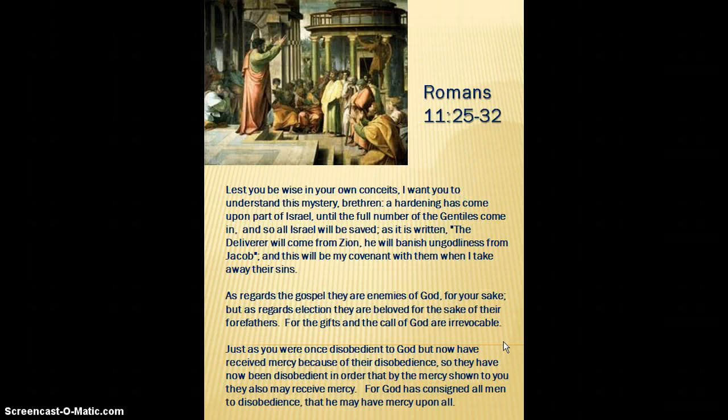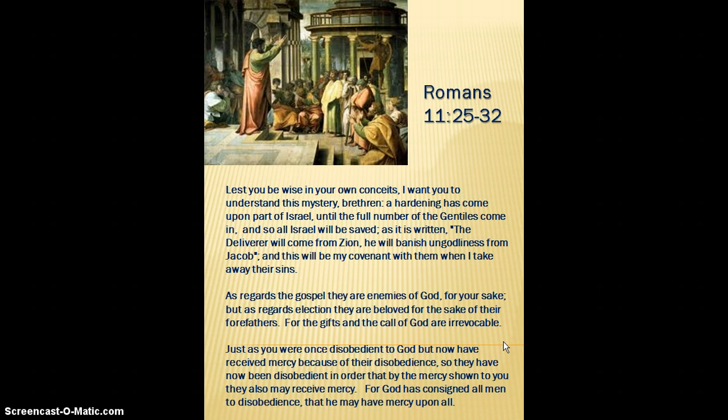One of the things we can look at in the Bible that gives a testament to this process is Romans chapter 11, verse 25 through 32. Lest you be wise in your own conceits, I want you to understand this mystery, brethren. A hardening has come upon part of Israel until the full number of the Gentiles come in. And so all of Israel will be saved. As it is written, the deliverer will come from Zion. He will banish ungodliness from Jacob, and this will be my covenant with them when I take away their sins.